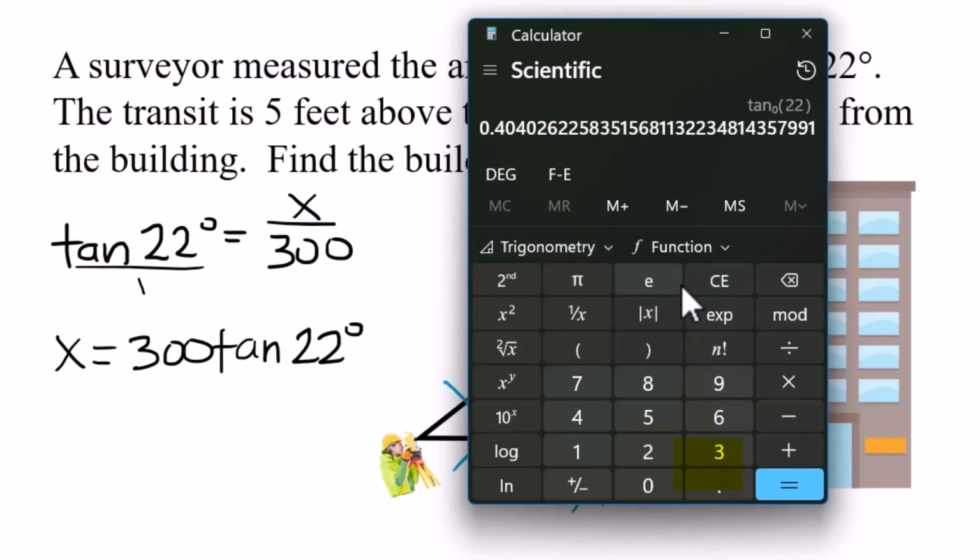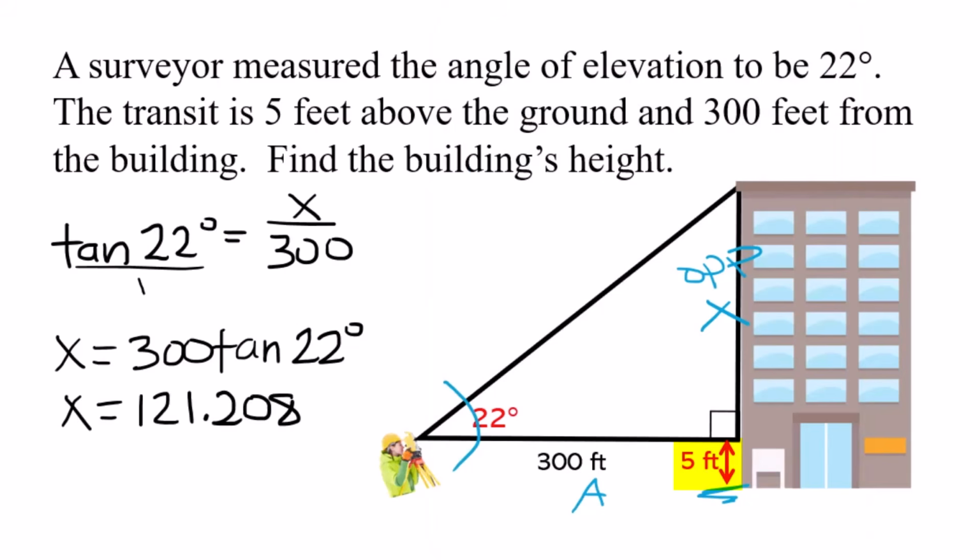So we got the tangent of 22 degrees is a big long decimal that I don't want to write down, so I'm going to take that answer and just multiply it times 300. And that is the height of the building. Sort of. It is x for sure though, so that's 121.208. Now, if this is your final answer, you're going to lose a point, because remember, that doesn't include the 5 feet that we have to add on. The X is accurate, the math is accurate, but the actual building is 5 feet taller because we didn't start at the ground. 126.208 feet tall.